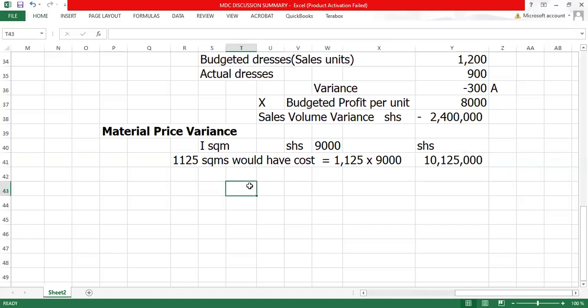This is according to your budget. This is what you could have incurred as a company. But what did you actually incur? But actually, what did it cost? The actual cost, the actual material cost.